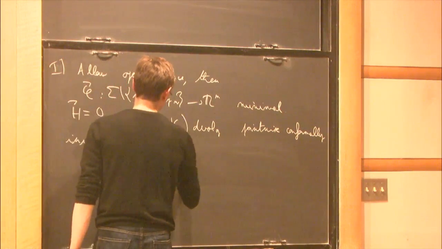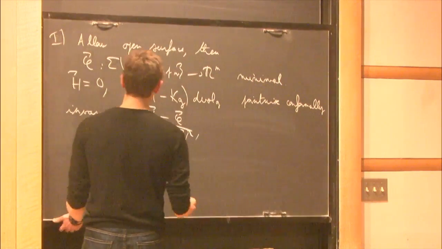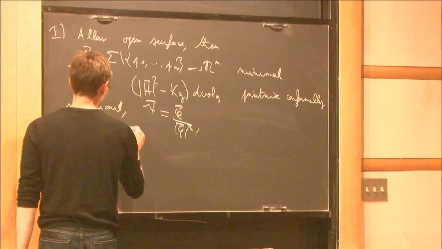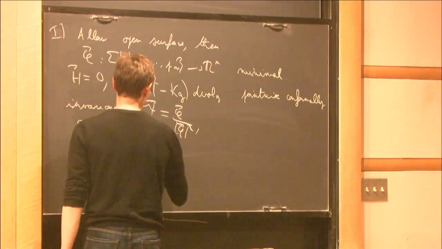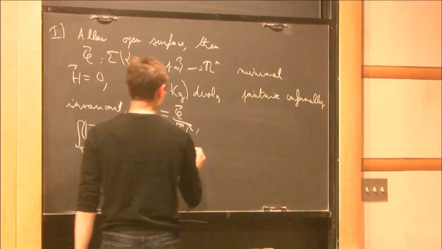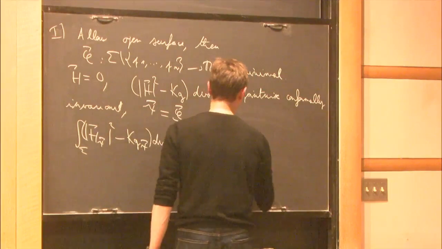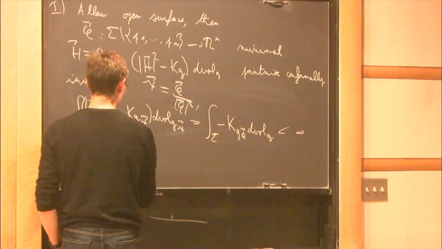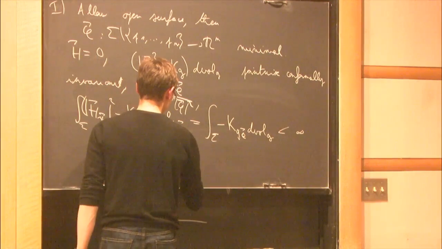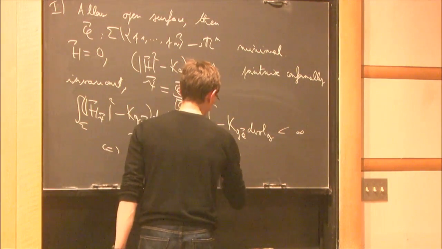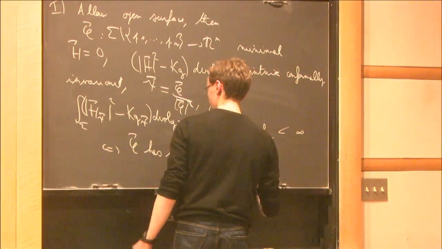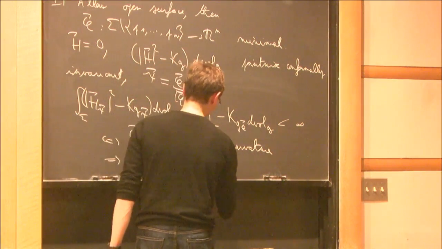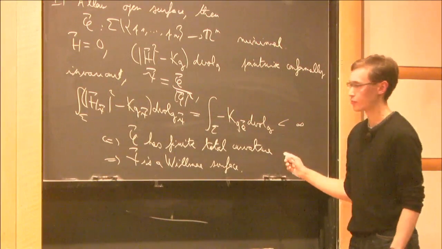Which means that if phi tilde is the inversion of phi, then we get that the Willmore energy of phi tilde is equal to this Willmore energy, and if we assume that this is finite, which is equivalent to say that phi has finite total curvature, then phi tilde is a Willmore surface. But in general, it may have branch points. I will come back to this later.